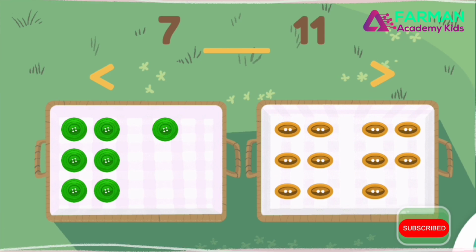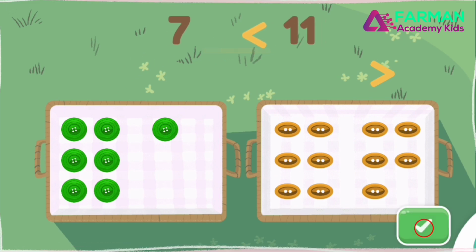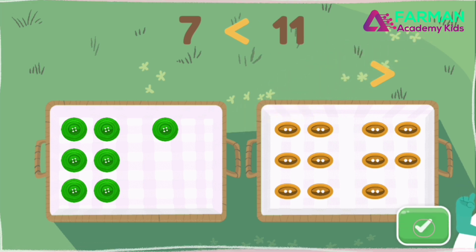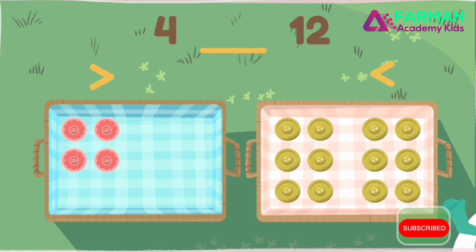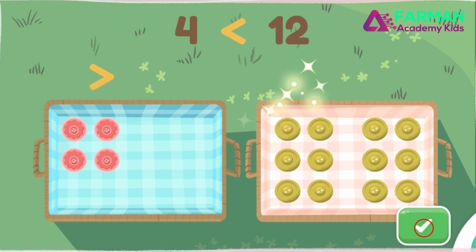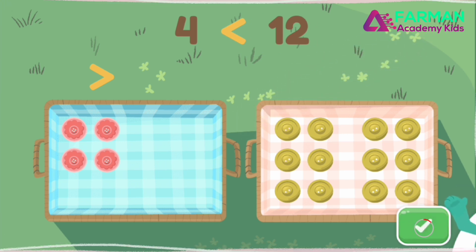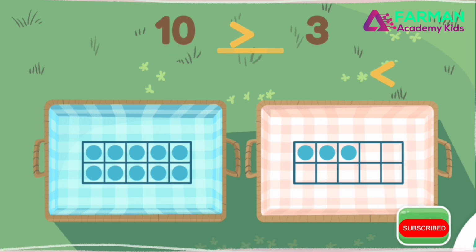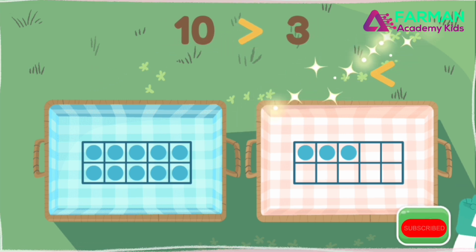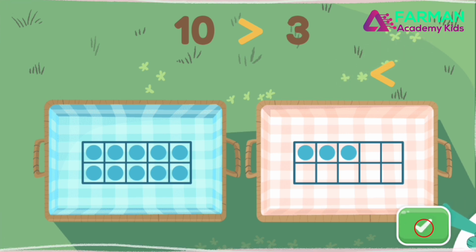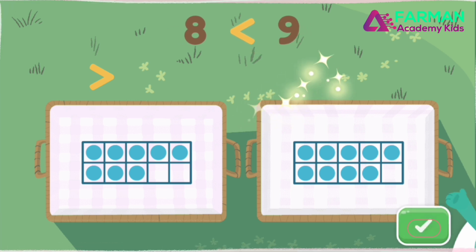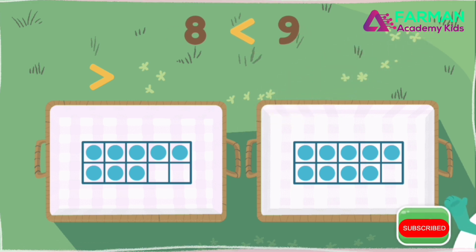Is 7 greater than or less than 11? Drag the correct symbol to the blank. Super! 7 is less than 11. Is 4 greater than or less than 12? Great job! 4 is less than 12. Is 10 greater than or less than 3? Yay! 10 is greater than 3. Is 8 greater than or less than 9? Great! 8 is less than 9.